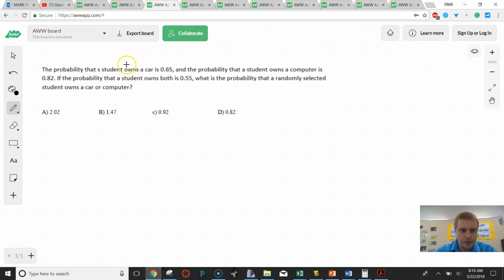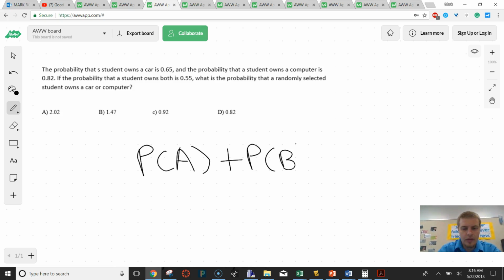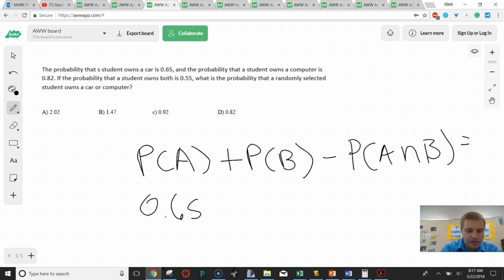In this one, we want to know the probability of selecting a car or computer, if the probability of owning a car is 65%, owning a computer is 82%, and owning both is 55%. So if you remember, the OR situation is the probability of A plus the probability of B minus the probability of the overlap. So that would be 0.65 plus 0.82 minus 0.55.